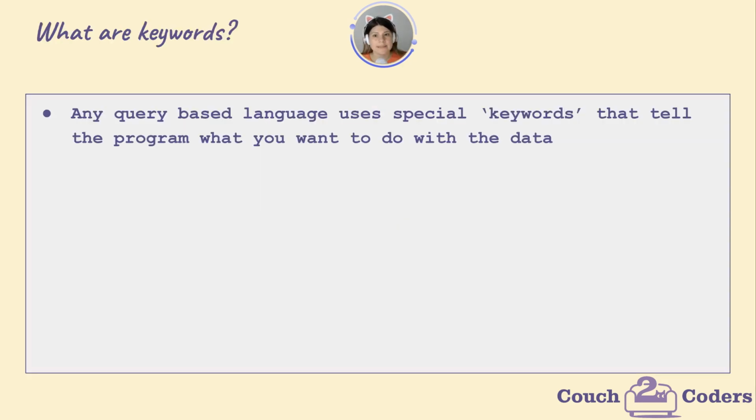What are keywords? In any query-based language, the language uses special keywords that tell the program what you want to do with the data. So you can think of a keyword as something that has like a preset functionality or ability. If you've used Excel, you've probably used keywords before. You can imagine sum, average, count, any of those types of things. Those are keywords in Excel. BigQuery has the same type of thing.